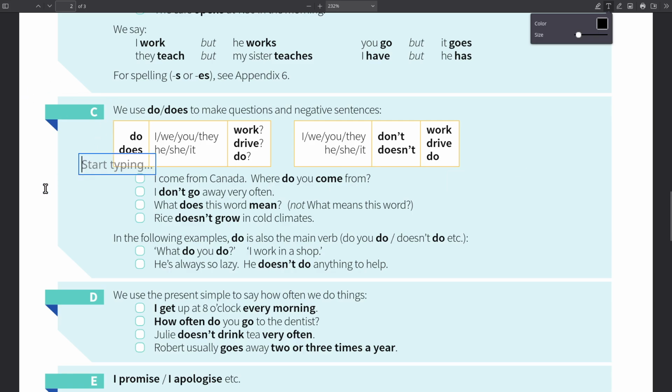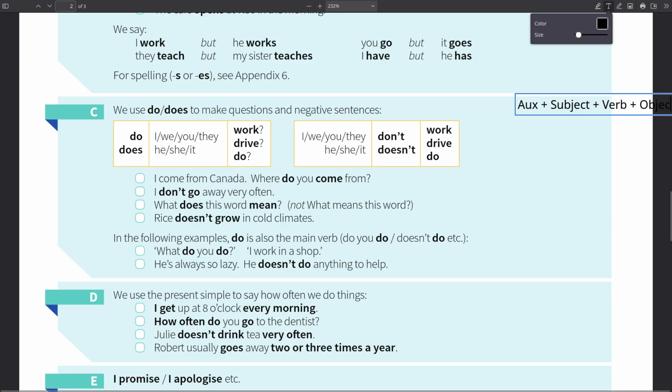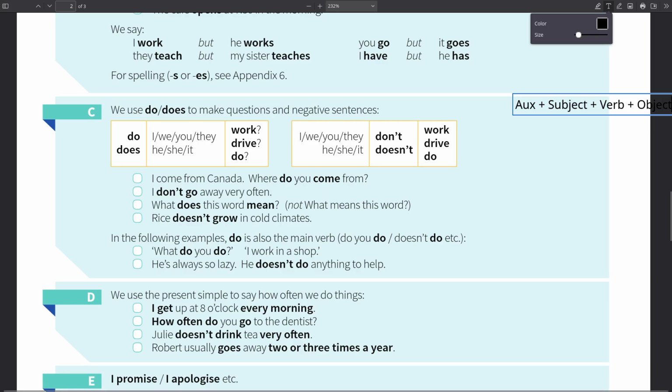Okay? So how to make a yes or no question, right? Very simple. We have to follow this structure that is called auxiliary plus a subject plus a verb. In this case, a verb, right? We can also add an object, but this is optional. Okay, I'm gonna keep it like this, object.